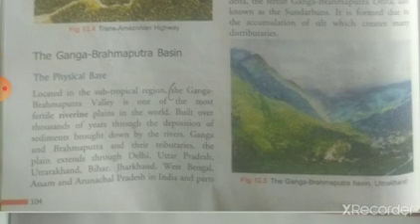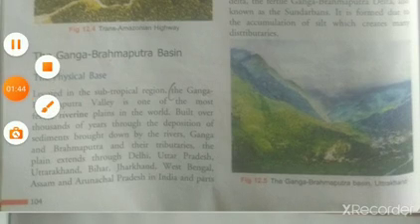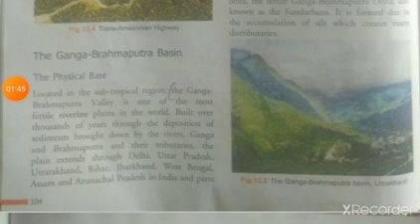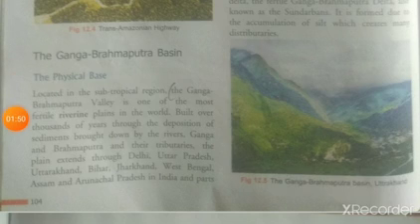Now let's see the next point, that is the Ganga Brahmaputra basin. Its physical basis: it is located in the subtropical region. The Ganga Brahmaputra Valley is one of the most fertile river plains in the world. It is in our country, India, as I have previously told you.